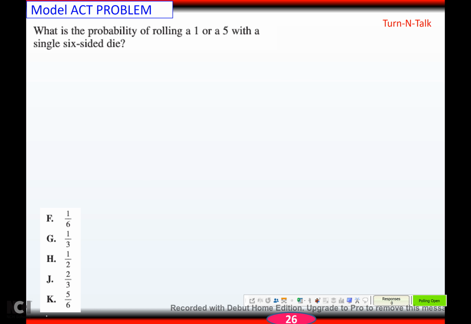Try this one, hit pause, come back when you're ready. And hopefully you got a third. It says, what is the probability of rolling a 1 or a 5 with a single 6-sided die? Well, you can get a 1, a 2, a 3, a 4, a 5, or a 6. You win if it's a 1 or a 5. So there's 2 ways to win out of 6 possibilities, which reduces down to 1/3.